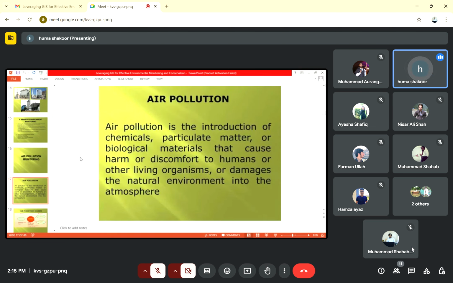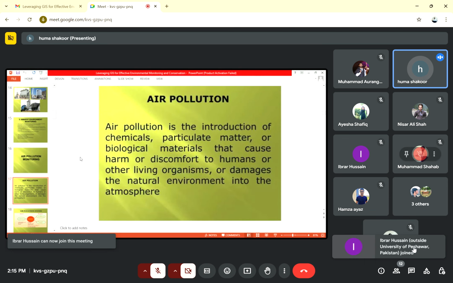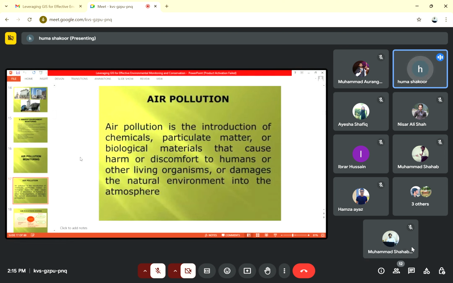As all of you know, what is air? Air is basically a mixture of gases. There are different types of gases present in the air in specific concentrations. If the concentration of the gases present in the air increases or decreases beyond the limit, then this air is called polluted air.